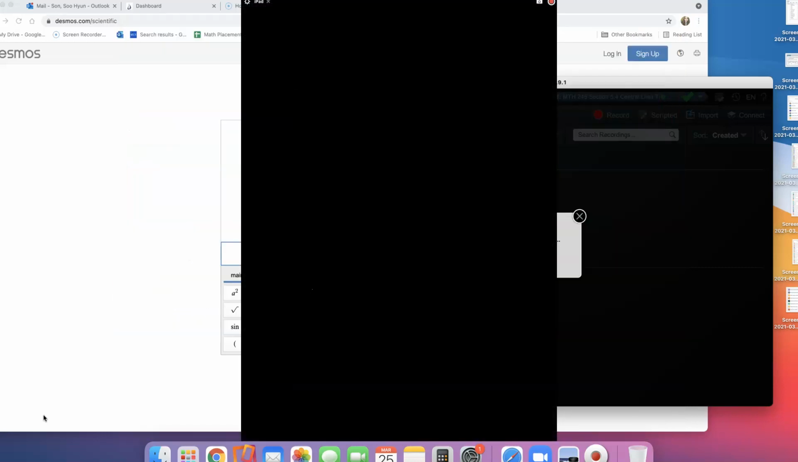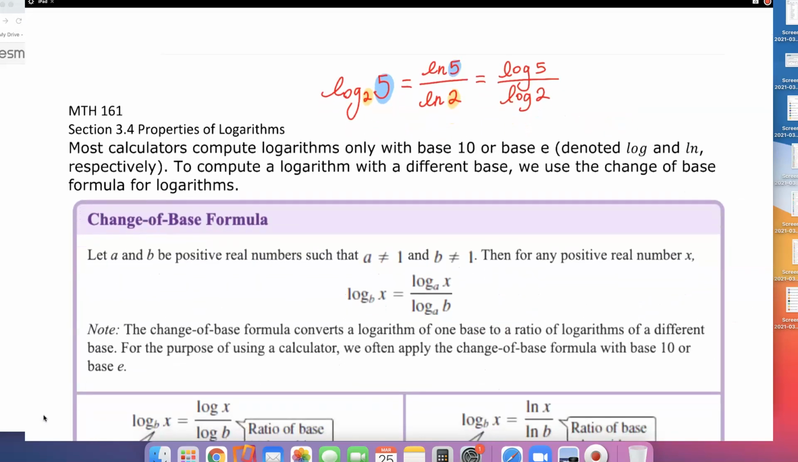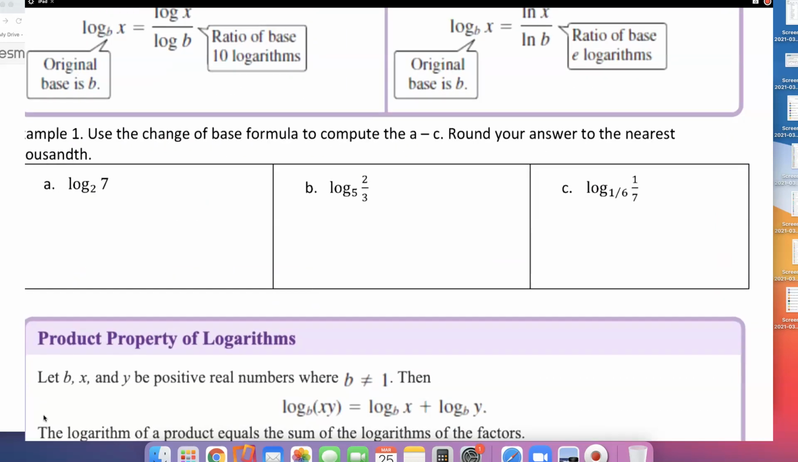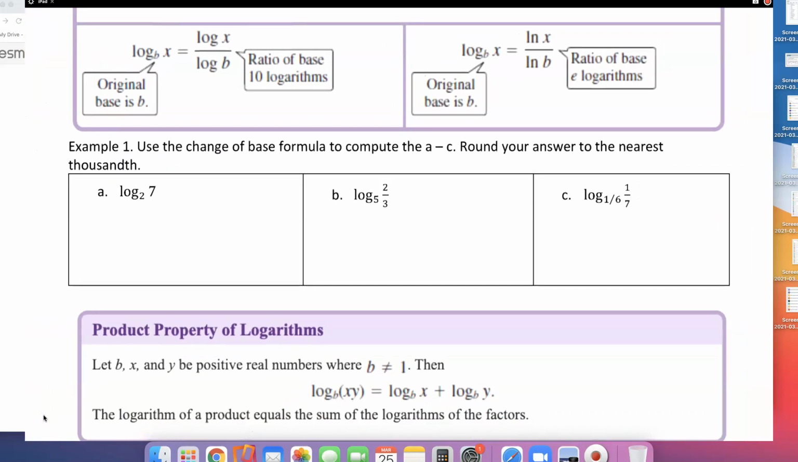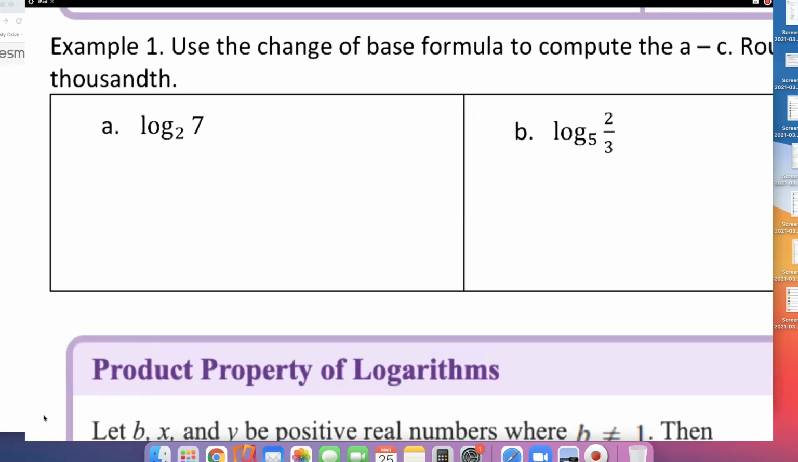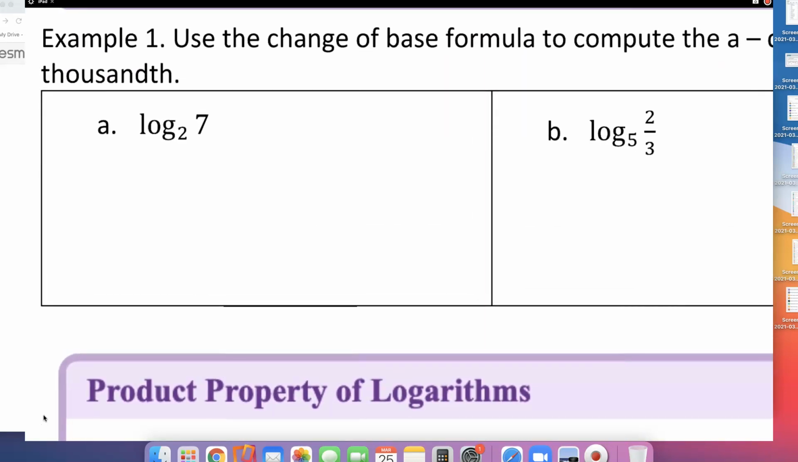This box is talking about that, and it's saying how you can use either the common log or natural log. That is your choice, and both answers are fine. I'm going to use this change of base formula to do example 1, parts A, B, and C, and I'll probably stop the video after that. So here I have log base 2 of 7. I can rewrite this as natural log of 7 divided by natural log of 2.